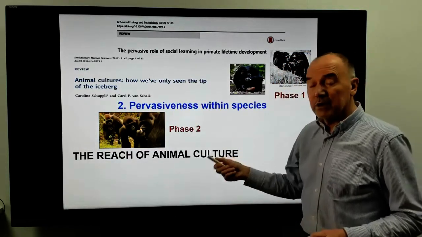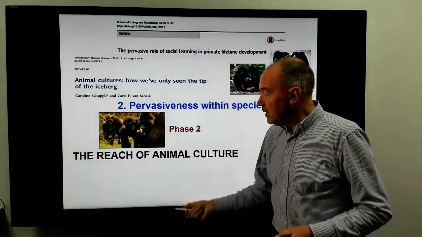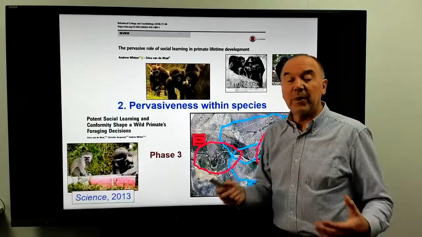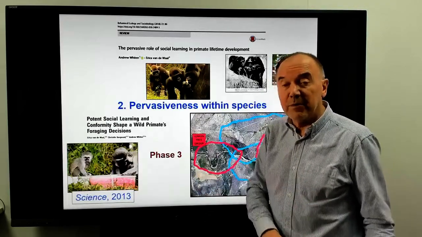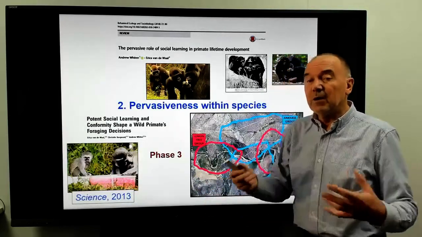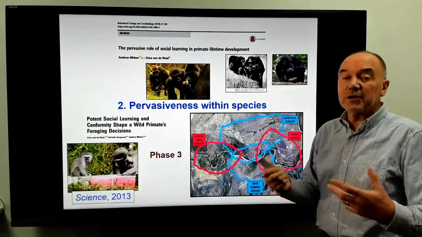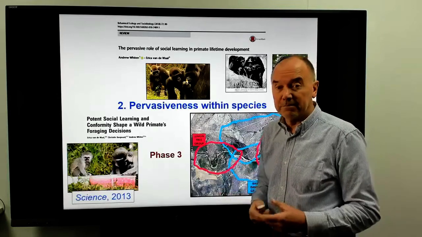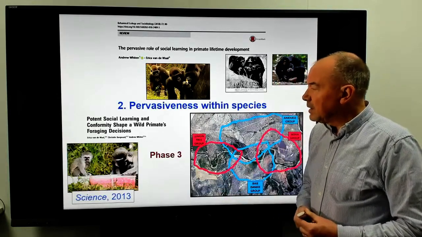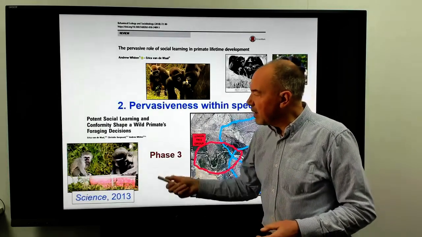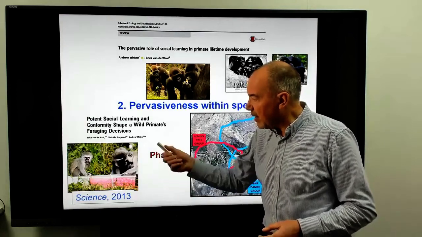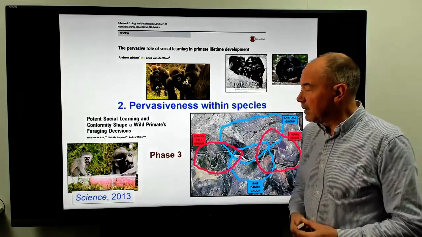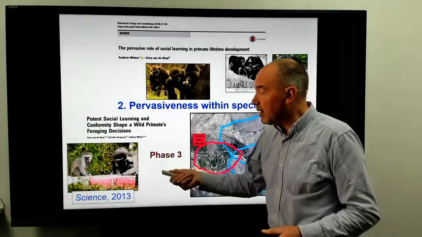So that's phases 1 and 2. Phase 3 is where animals disperse, and typically it's sometimes male, sometimes female, sometimes both sexes disperse at maturity, and that avoids inbreeding. We learned something about this in a study by Erica van de Waal and myself. Erica van de Waal is someone you'll hear from later in the module, and you'll hear more about this study.